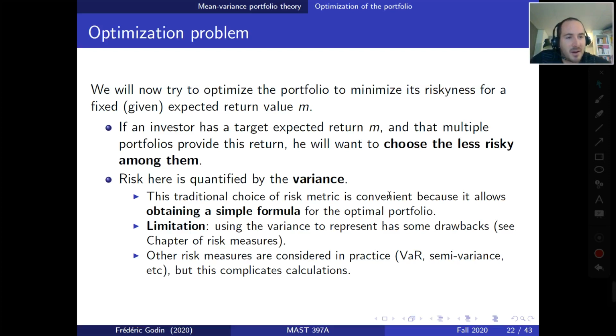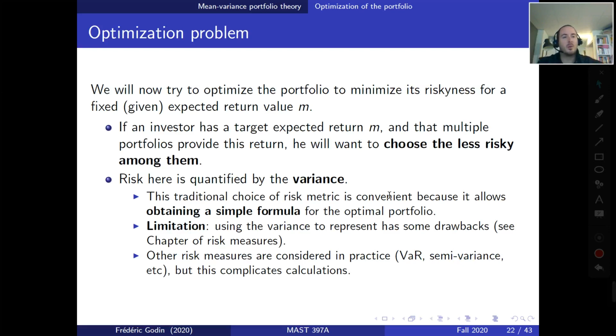So this is good about variance, but are there drawbacks associated with the use of variance? The answer is yes. In a subsequent chapter, we're going to discuss properties of risk measures and become aware of limitations of the variance. We're going to introduce other risk measures called, for example, value at risk, semi-variance, etc. But these are much less tractable, in the sense that we typically don't have a simple formula which is the solution of the optimization problem. So this complicates the application in practice.